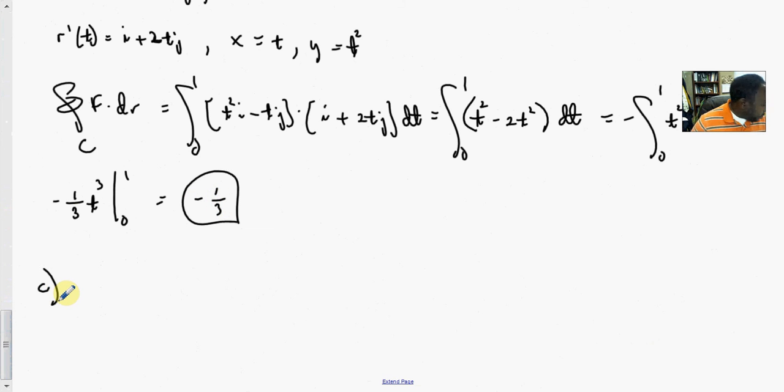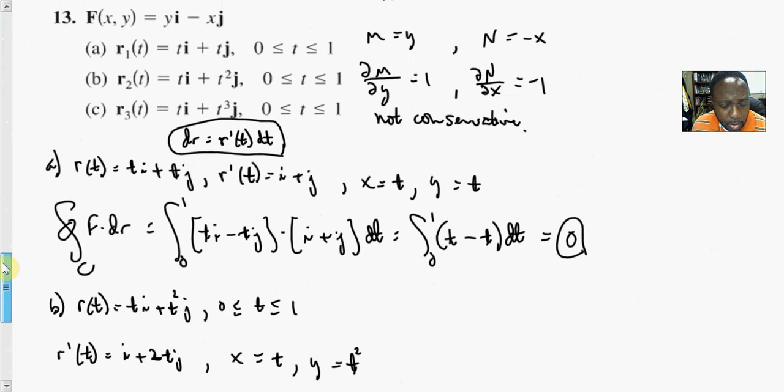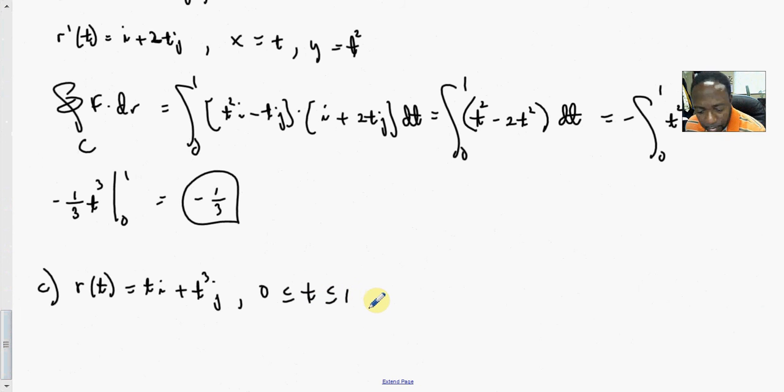Now what about part C? r of t is equal to t i plus t cubed j. Here t goes from 0 to 1. So r prime of t is equal to i plus 3t squared j.